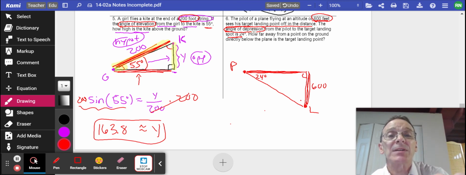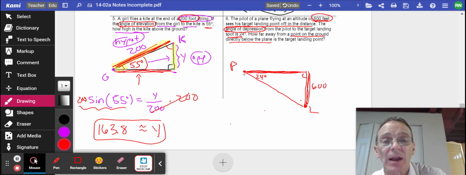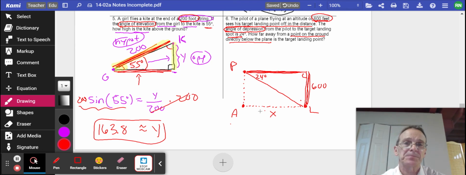And what is the question asking us? How far away from a point on the ground directly below the plane is the landing point? So we've got to find a point on the ground which is directly beneath the plane. That point right there. How far is that point, let's call it A, from the landing point? What is that distance right there? That's what we're being asked to find.